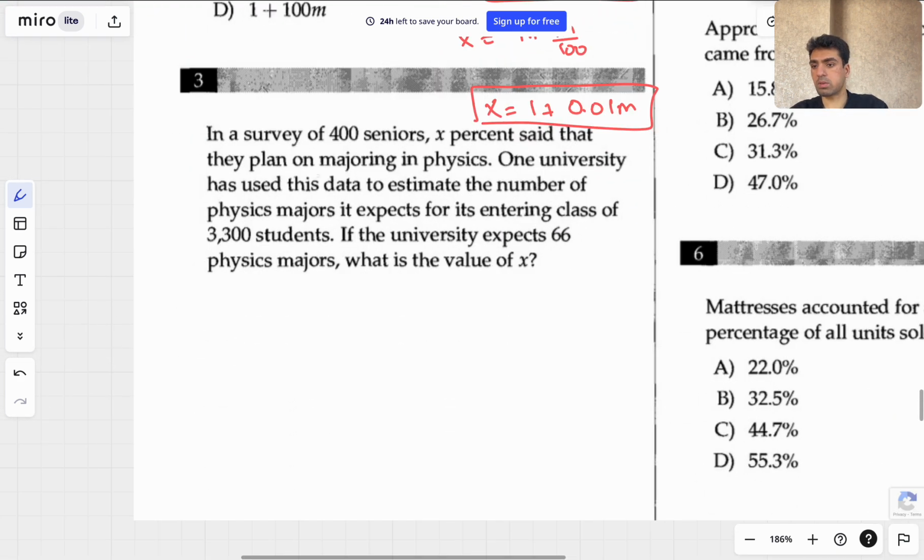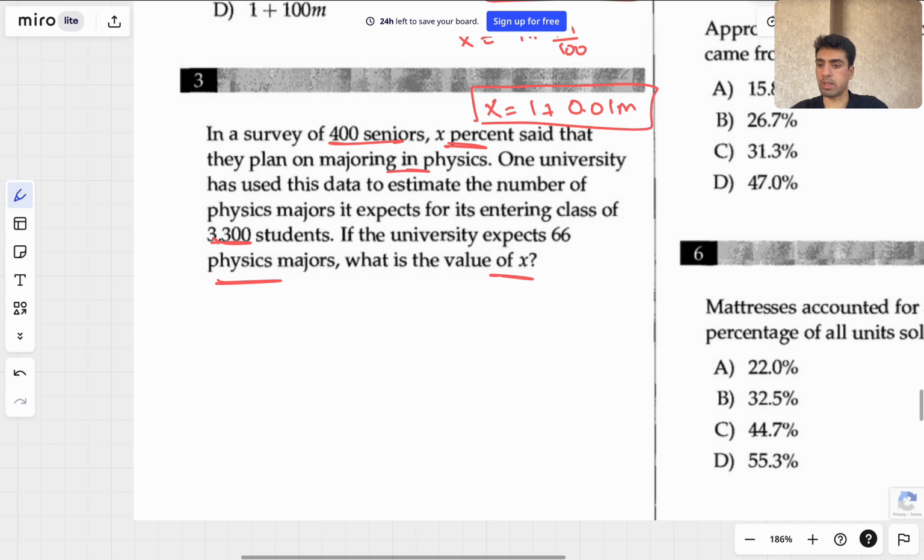Next one, it says we have a survey of 400 seniors. X% said that they plan on majoring in physics. One university has used this data to estimate the number of physics majors it expects for its entering class of 3,300 students. If the university expects 66 physics majors, what's the value of x?